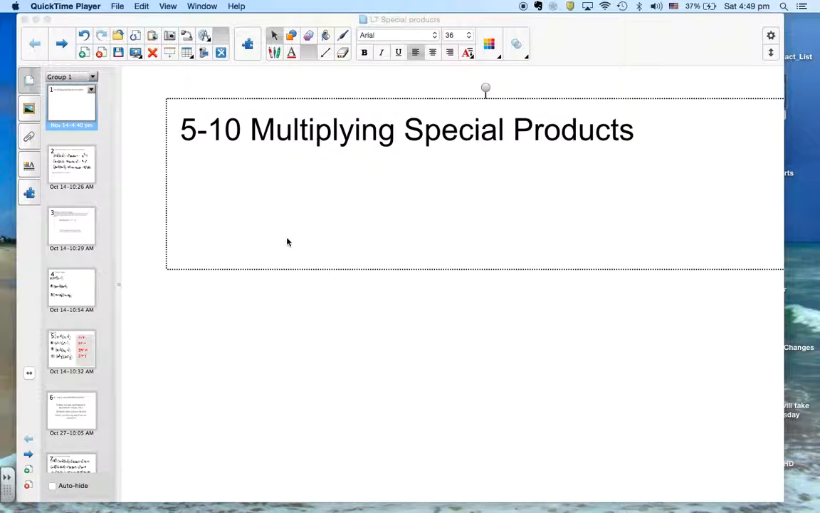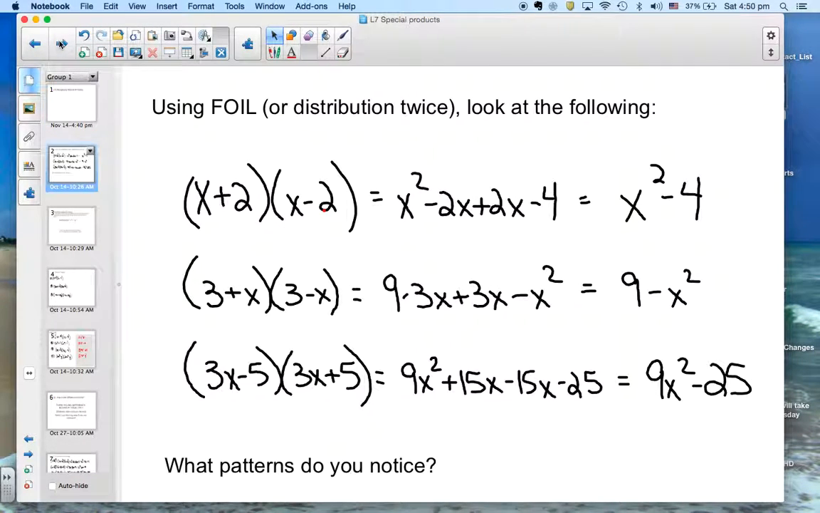Today you're going to be looking at multiplying special products. This is lesson 510 in the book. Special products has to do with using FOIL, which you just learned in the last lesson. In FOIL, what we were doing was looking at multiplying a binomial times a binomial.